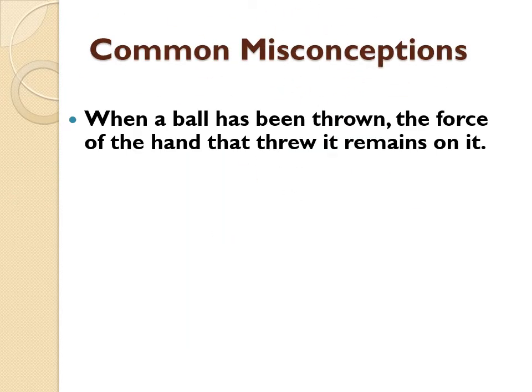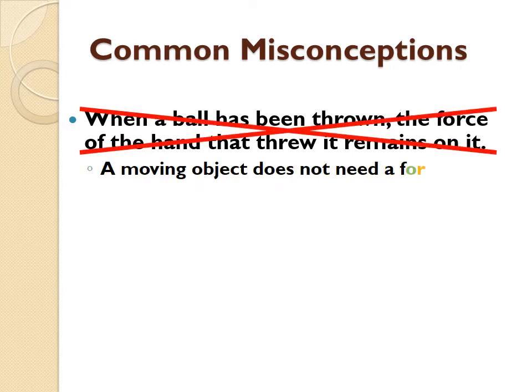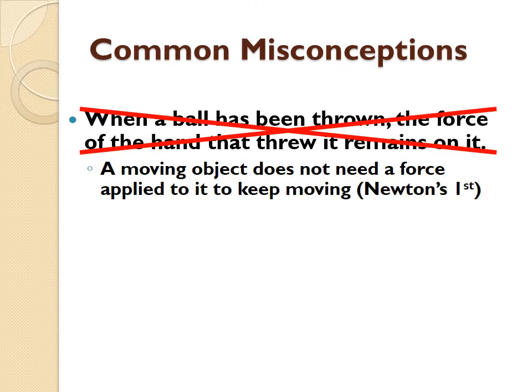So, some misconceptions to deal with as we go through this class. The first one is that when a ball is being thrown, the force of the hand throwing the ball remains on it the entire time while it's moving. This is a misconception because the hand is a contact force, so when it's not in contact anymore, that force is not being applied. That refers to Newton's first law: an object will continue moving with no force being applied. You don't need a force in order for it to continue moving at a constant velocity.